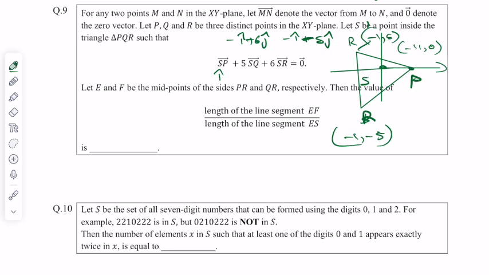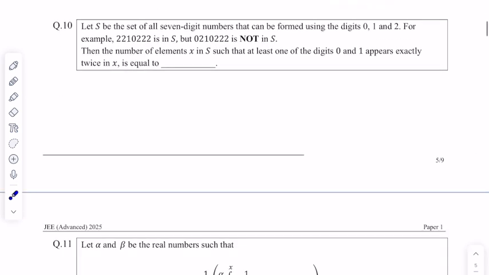I can clearly see the midpoint. Okay, it will be plus 11. So the midpoint will come out to be 5 comma minus 5 by 2. And on the other side, it will come out to be 5 comma 3. I think from here, this question is just a cakewalk, because we just have to find out the length of EF and ES. Alright, we'll move on to the next question.